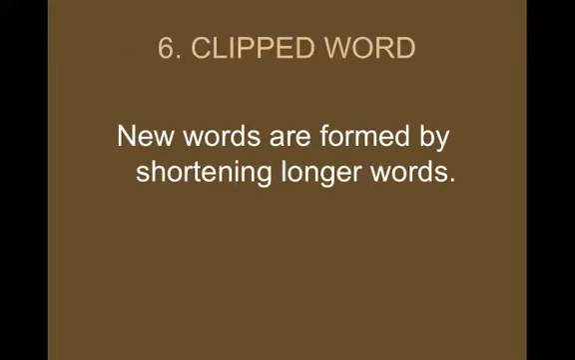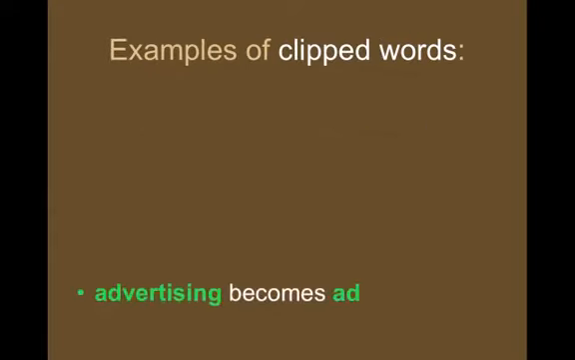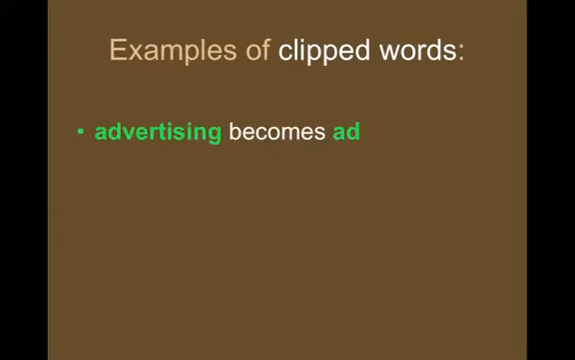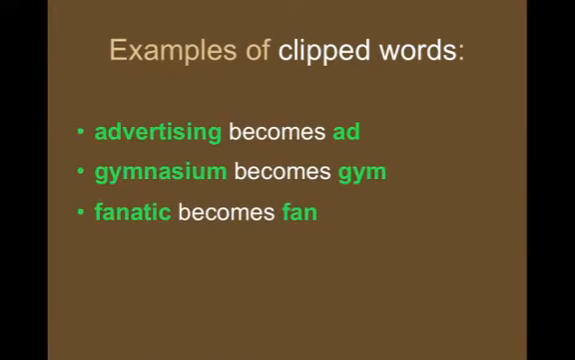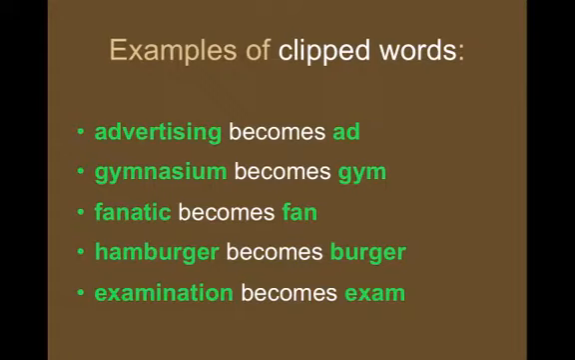Our 6th technique is clipped words. This is when new words are formed by shortening longer words. For example, photograph becomes photo. Advertising becomes ad. Gymnasium becomes gym. Fanatic becomes fan. Hamburger becomes burger. Examination becomes exam. So you'll notice with most of these, you're pretty familiar with the original word and probably just think of these as synonyms.